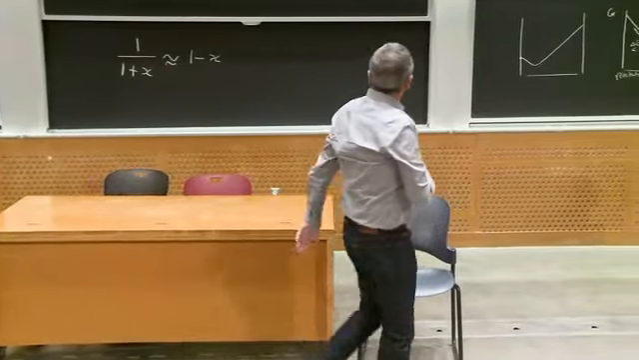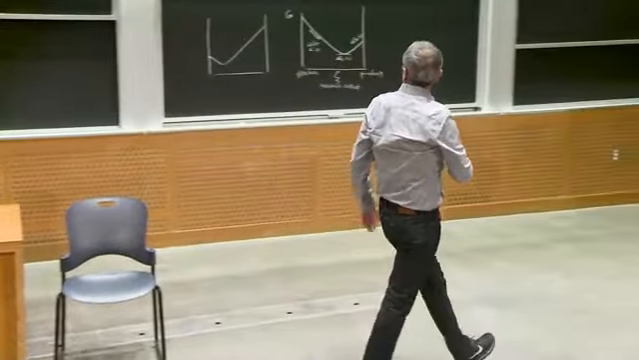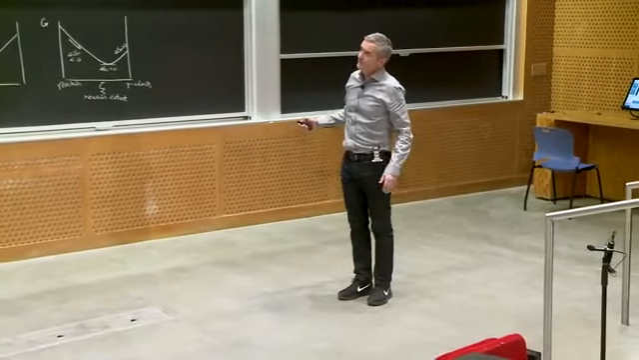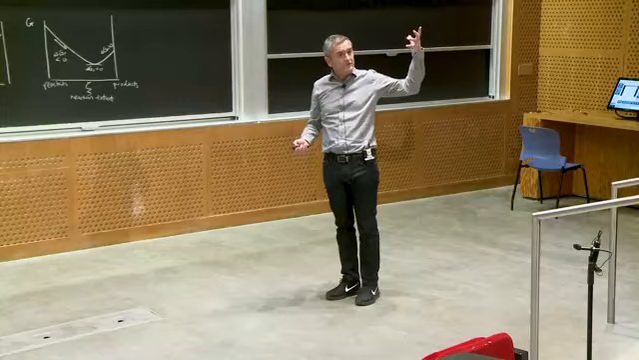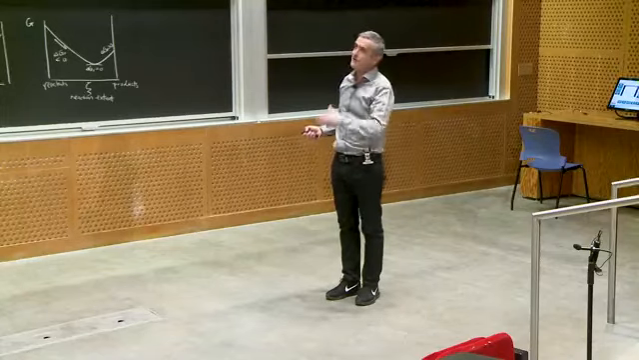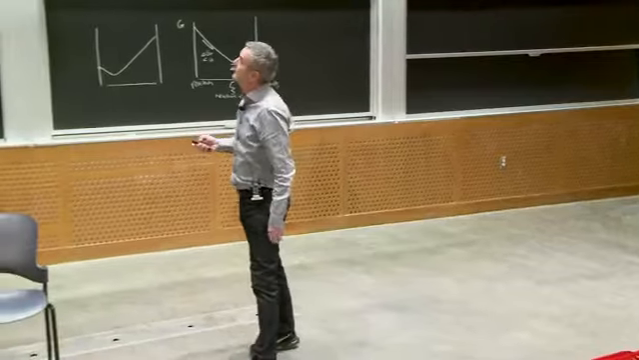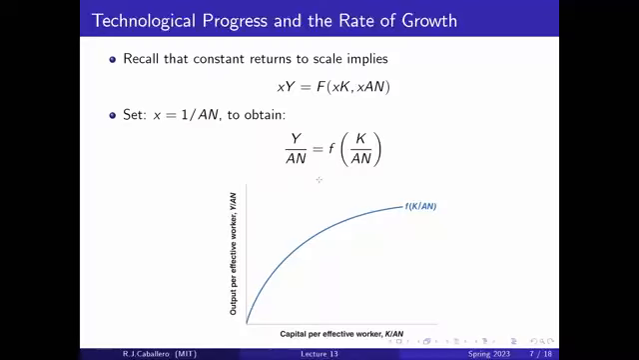So I like to model it this way because now I can use exactly the same diagrams we had before, but rather than normalizing by population, I'm going to normalize by effective labor, by AN. So let me do that. Recall that we had our production function with constant returns, so this holds. I'm going to set this x now as 1 over AN. We used to have 1 over N. I'm going to have 1 over AN.